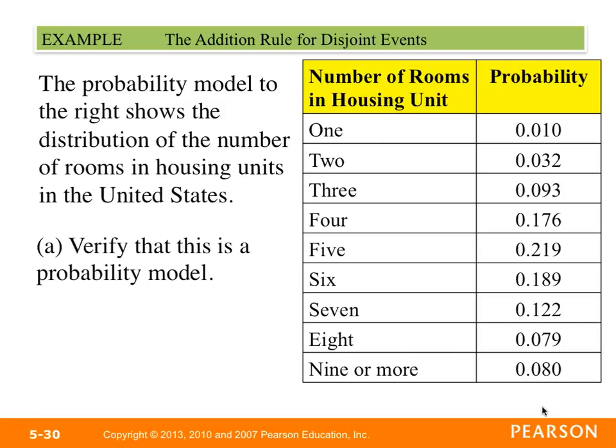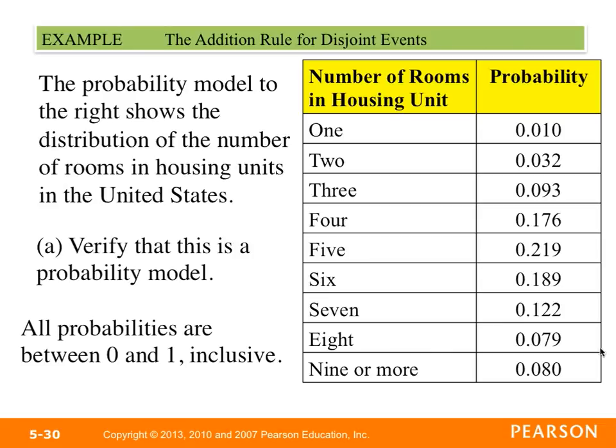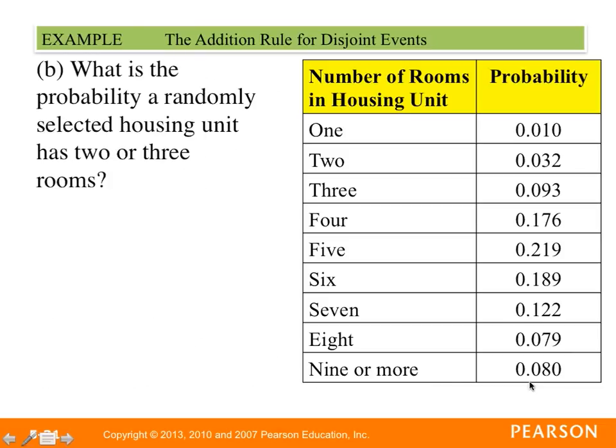Okay, so the probability model to the right shows the distribution of the number of rooms in housing units in the US. We want to verify first that it's a probability model. And it is because all of the numbers are between 0 and 1, and if we add them all up, we get 1.